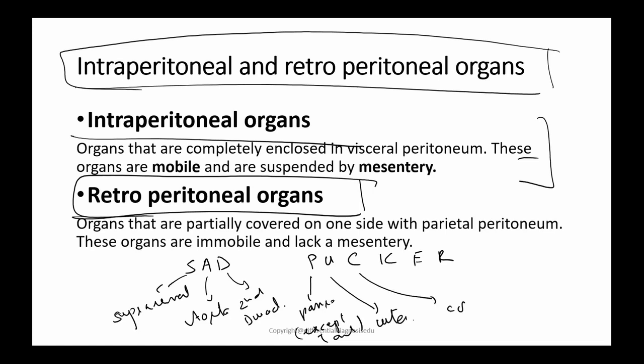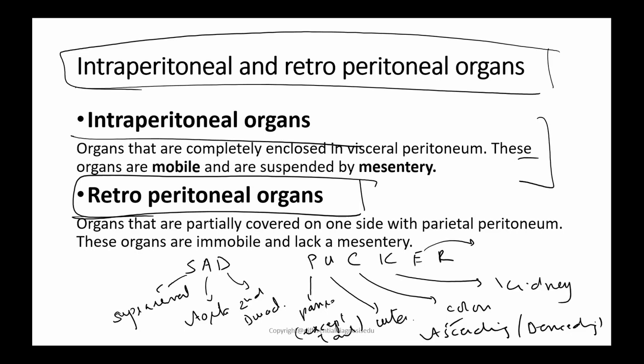C is colon, and colon will include ascending and descending colon. K is kidney. E is esophagus, thoracic part, and then R is rectum.